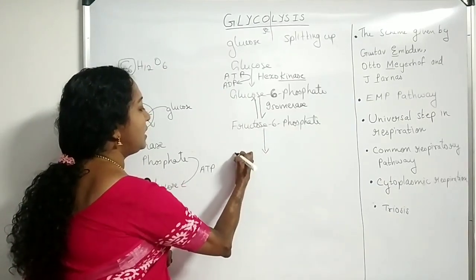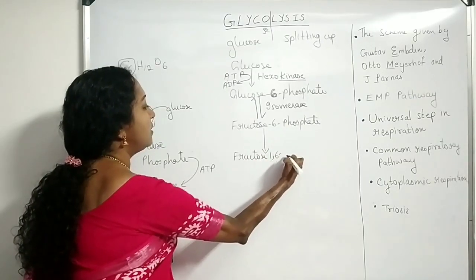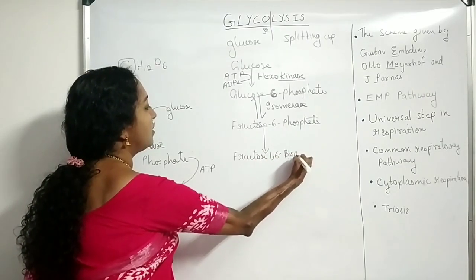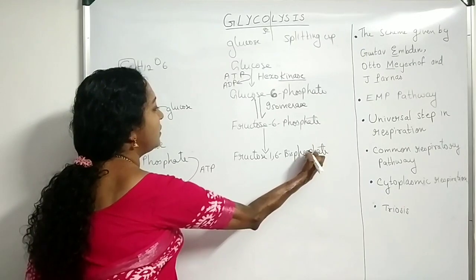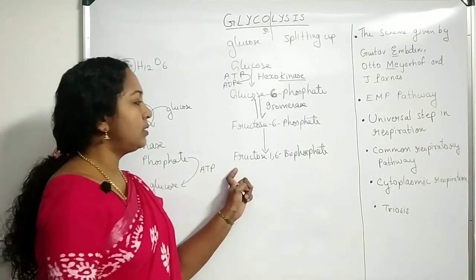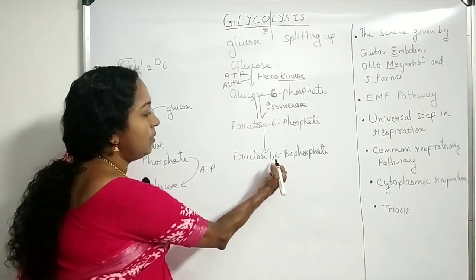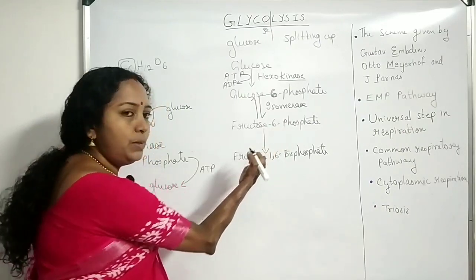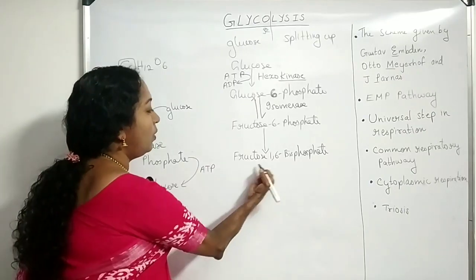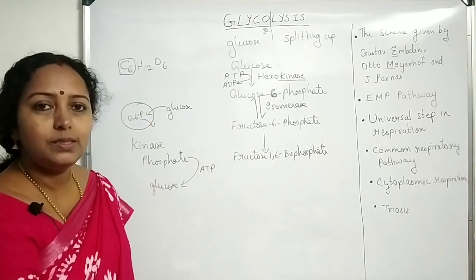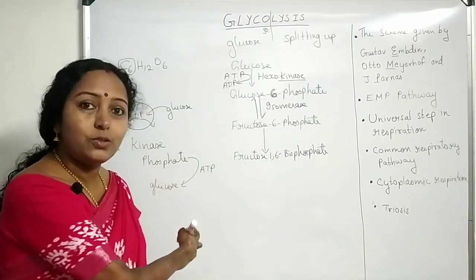Fructose 6-phosphate is getting converted to fructose 1,6-bisphosphate. Fructose 1,6-bisphosphate, or in some books it is given as fructose 1,6-diphosphate. Whatever it is, I hope you can understand. Fructose 6-phosphate means that at the 6th position of fructose, phosphate is getting added. So can you guess what fructose 1,6-bisphosphate means? Exactly. It means phosphate is added to the 1st position of fructose also.